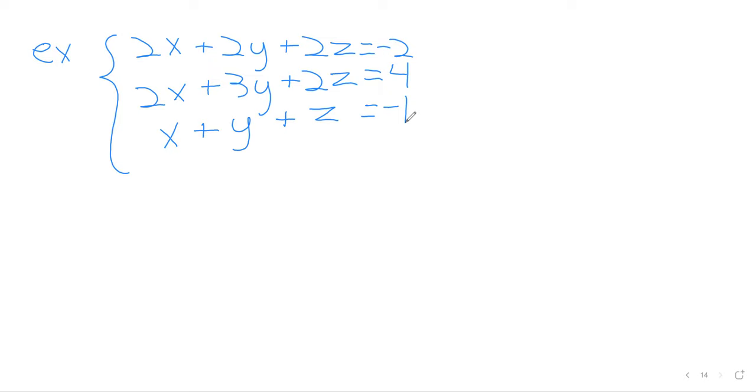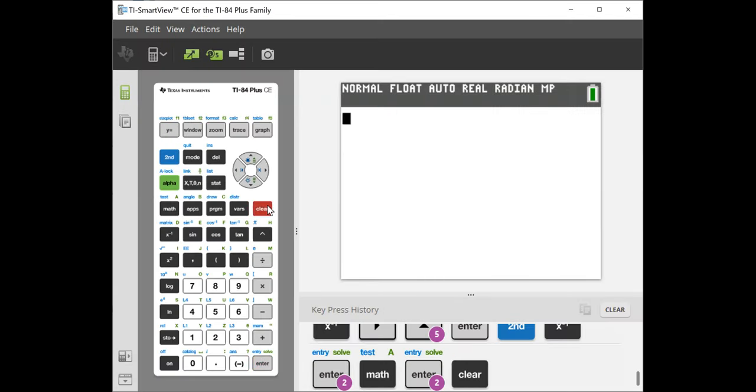Give me a second. So the augmented matrix we're going to be working with is 2, 2, 2, -2, 2, 3, 2, 4, 1, 1, 1, -1. Nobody seemed to struggle with writing systems as augmented matrices, but if I do anything that isn't clear to you, just give me a shout and we'll clarify it.